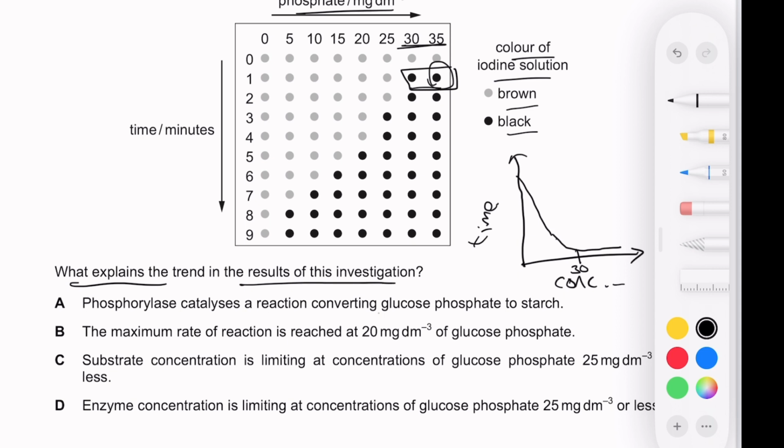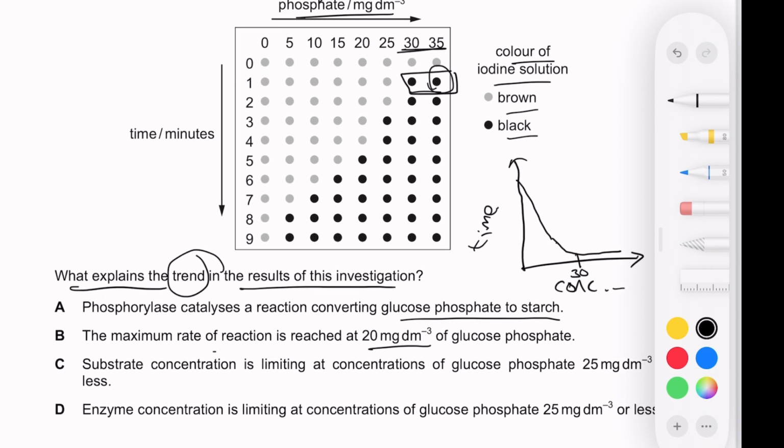Phosphorylase catalyzes a reaction to convert glucose phosphate into starch. That is true, but the trend is not explained by that. This can all be black, and that would explain the results, but it would not explain the trend. The maximum rate of reaction is reached at 20 milligrams per decimeter cube. Actually, no, because here it takes 5 minutes, while here it takes only 1 minute to change the color. And the rate of reaction is calculated by 1 over time, and the shorter the time, the greater the rate of reaction, right? So the substrate concentration is limiting at concentrations of glucose phosphate at 25 milligrams or less.